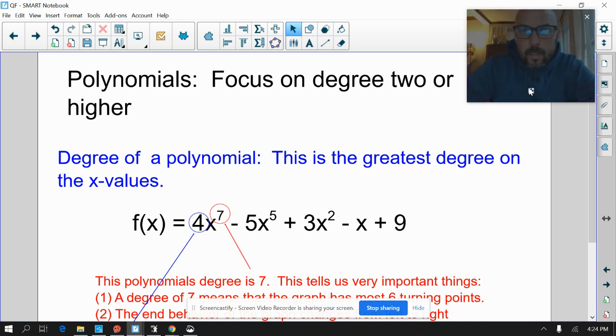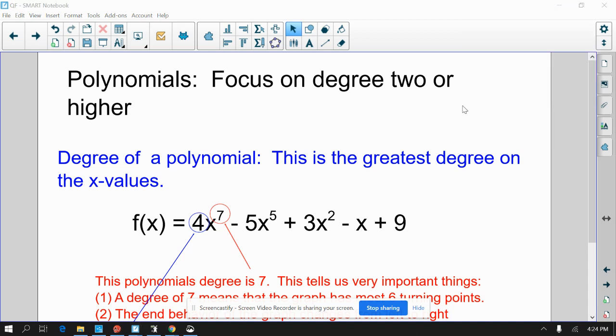Hello, everybody. So, continuing on with polynomials, we're going to have our third test this Friday. Friday, November 20th, our third test on polynomials. All right, so that means we're really close to finishing polynomials, and we've done a lot with them already. Now, we're going to focus on polynomials where the degree is 2 or higher.